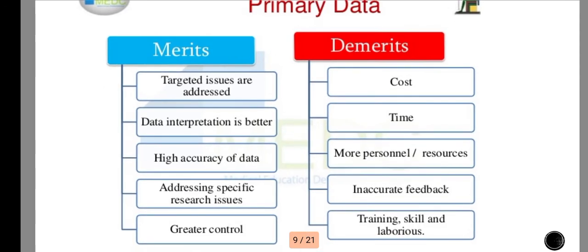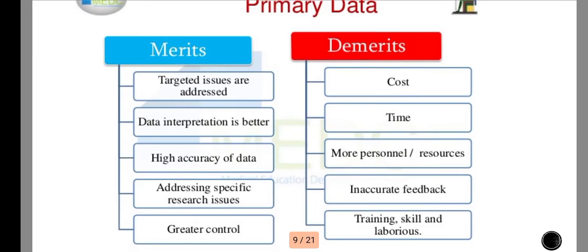So primary data has its merits and demerits as well. The merits include it targets issues and addresses them directly, right? Data interpretation is better and high accuracy of data is there because it is genuine, and so it is accurate, authentic, addressing specific research issues, and greater control because it is collected by the researcher himself for the first time. And demerits include it is costly.